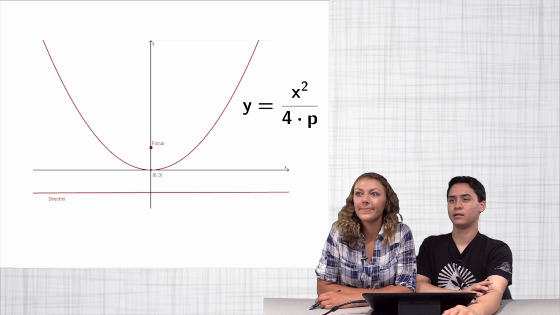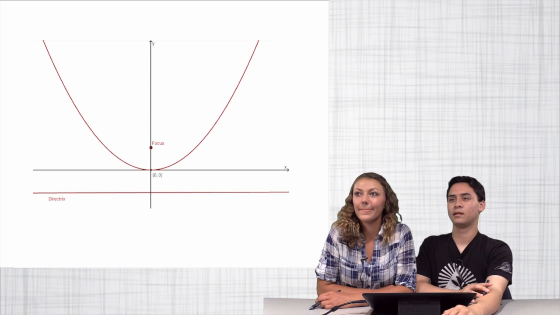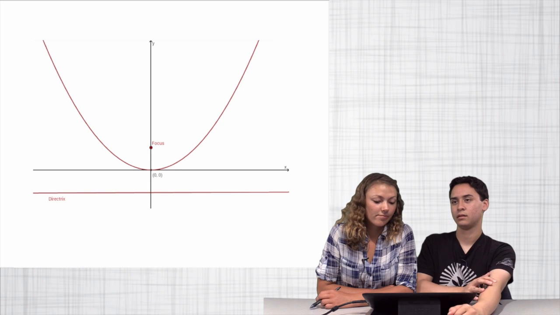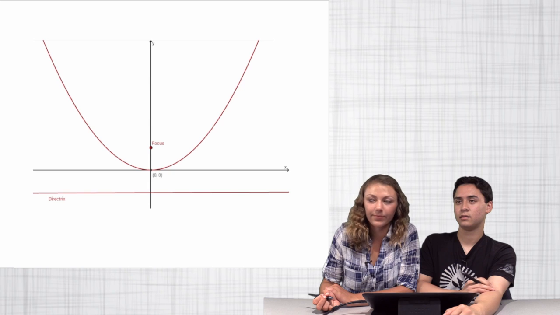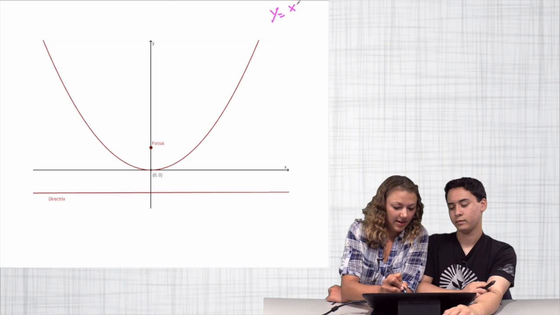Rather than being told a specific distance between the focus and the vertex, the distance is unknown and is represented by the letter p. Now we're going to try to test your conjecture. You think that the equation for any parabola going through the origin, with the focus p units above the origin, is going to be y equals, you want to write down your conjecture? X squared over 4p. Okay.